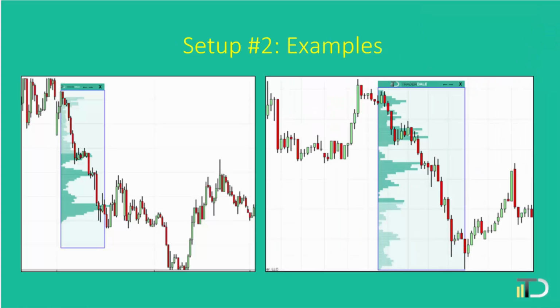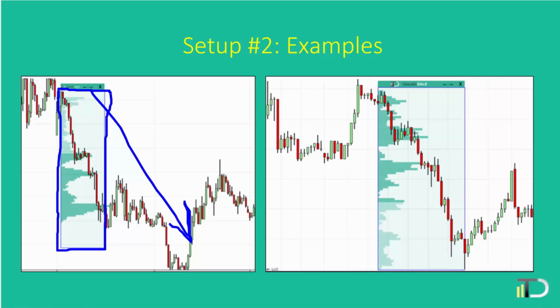Let's have a look at 2 examples of setup number 2. The left picture shows a downtrend. So what you do is you draw a rectangle over the trend area and you view the volumes in that area, and you see that the most significant volumes within the movement were right there. Those 2 significant volume clusters. So you draw a line from the place where the volumes were the heaviest in those volume clusters. This is line number 1. This is line number 2.